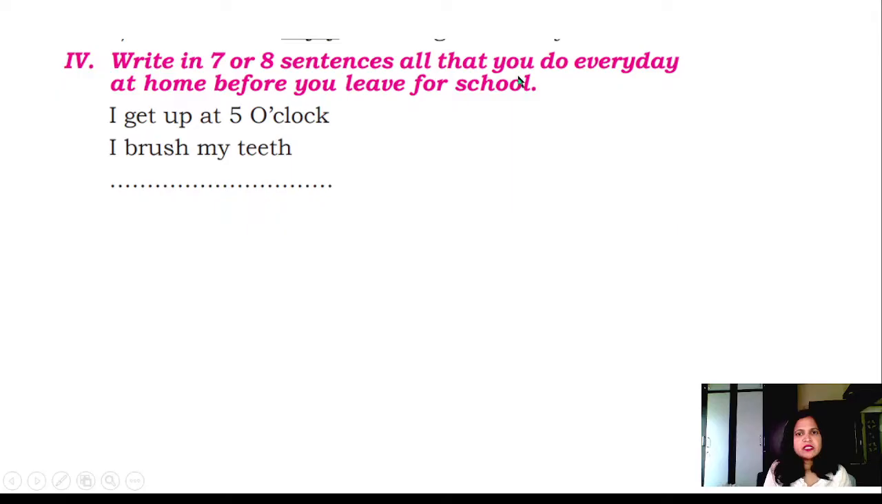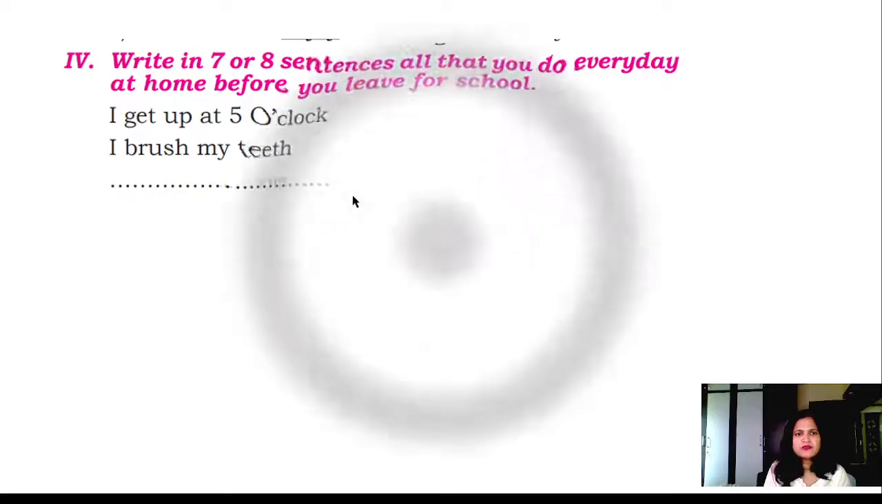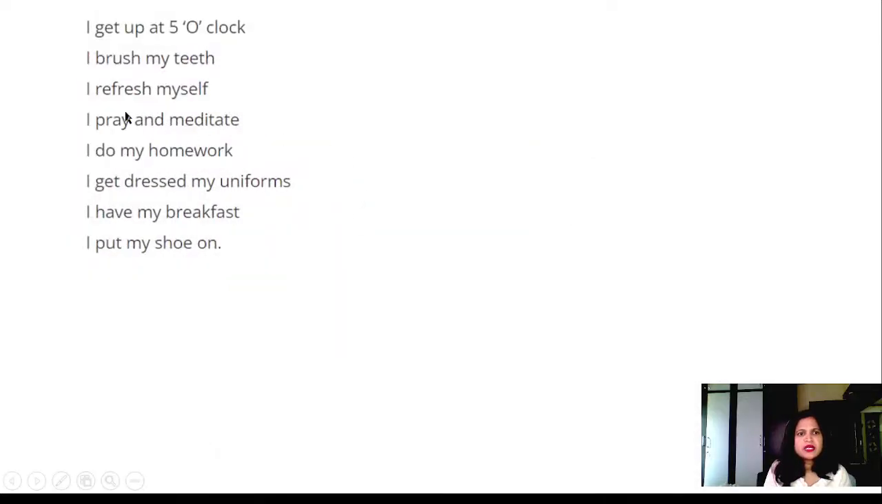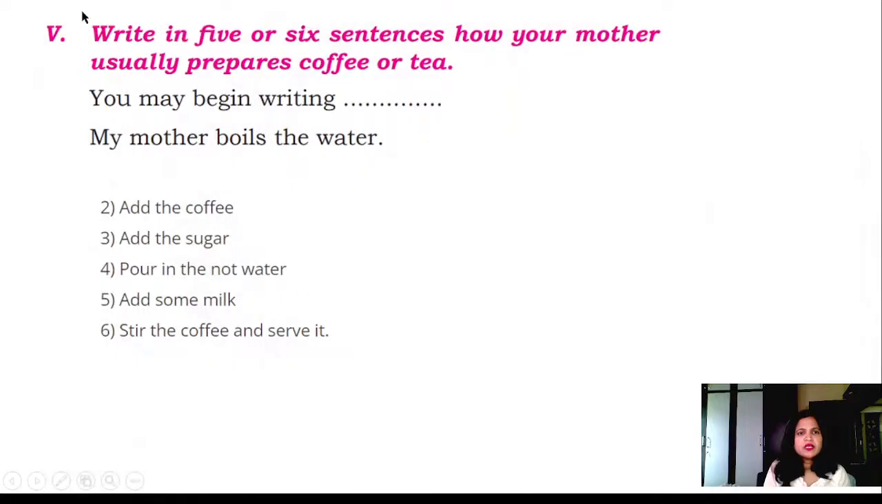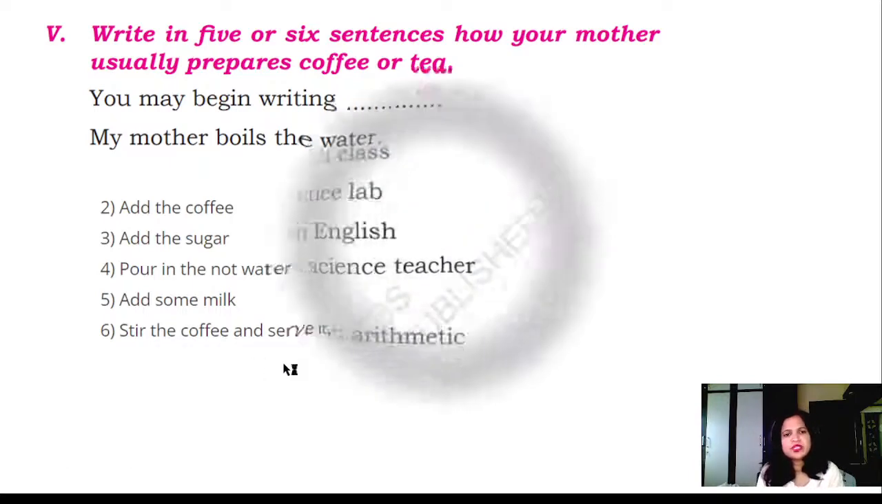Write 7 or 8 sentences about all that you do every day at home before you leave for school. I got up at 5 o'clock, brushed my teeth. I refresh myself, pray and meditate. I do my homework. I get dressed in my uniform. I have my breakfast. I put my shoes on. Write in 5 or 6 sentences how your mother usually prepares coffee or tea. You may begin writing: my mother boils the water, adds coffee, adds the sugar, pours in hot water, adds some milk, stirs the coffee and serves it.